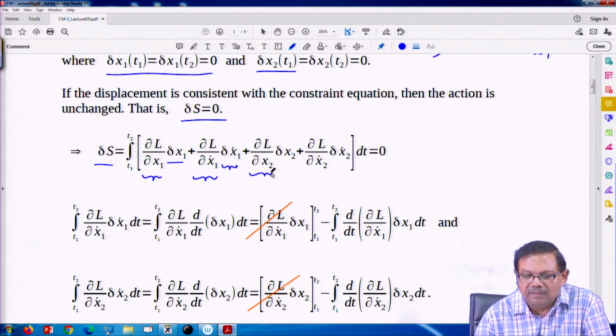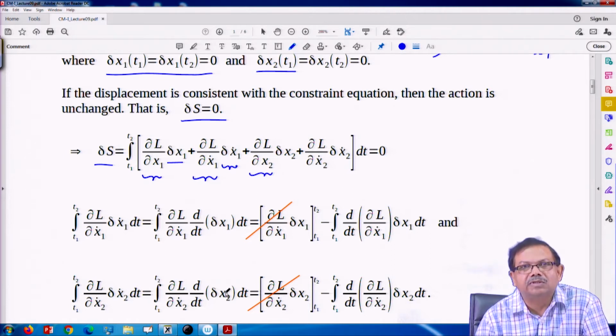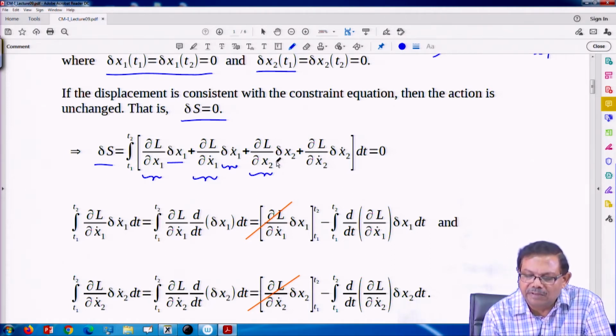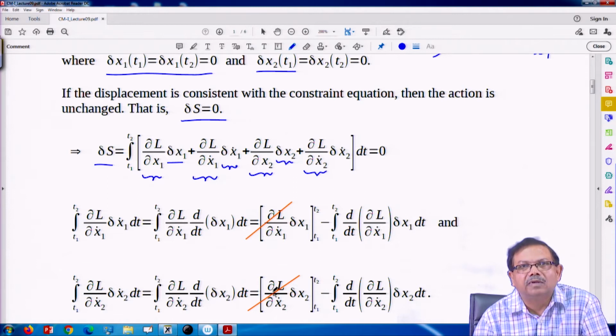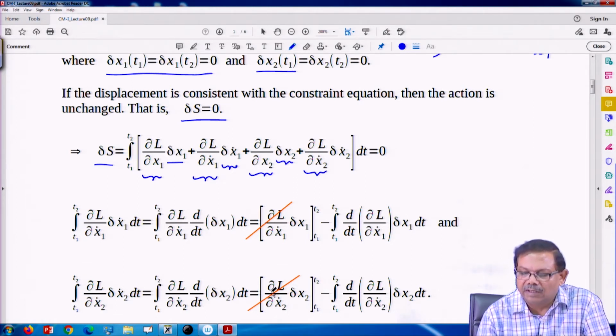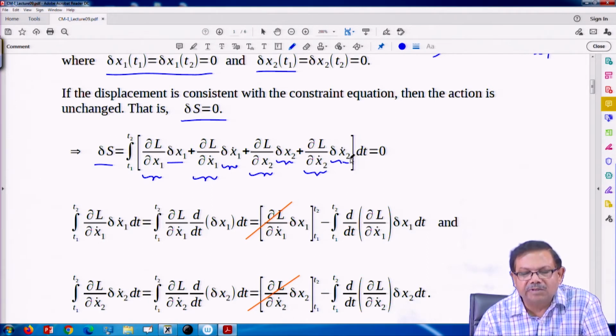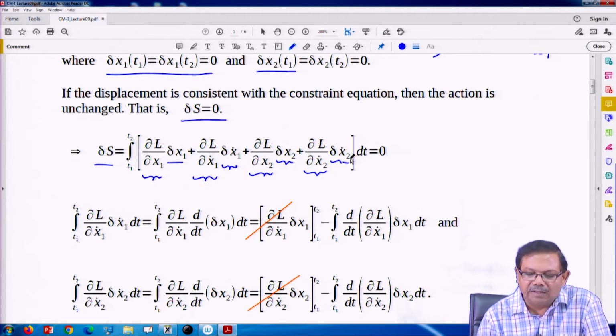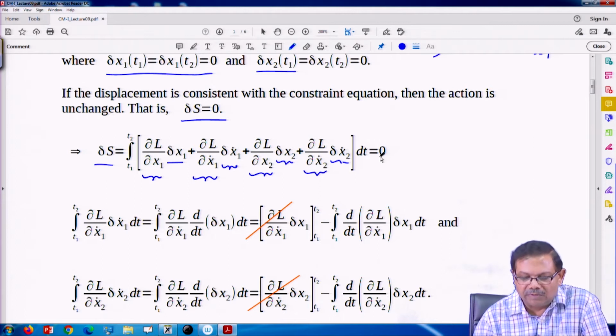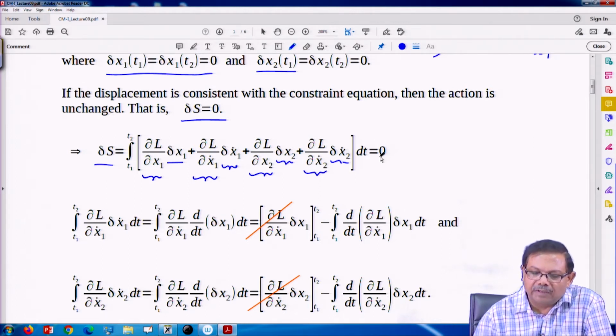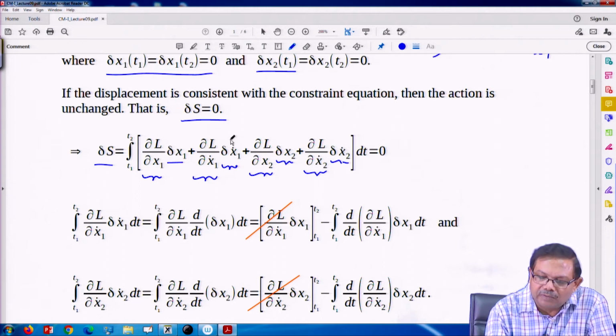I have to take the derivative with respect to the second coordinate and the variation in the second coordinate. Similarly, the differentiation of the Lagrangian with respect to the second velocity and the variation in the second velocity, which is represented by delta, the variation. And if I take the integral, that has to be 0.